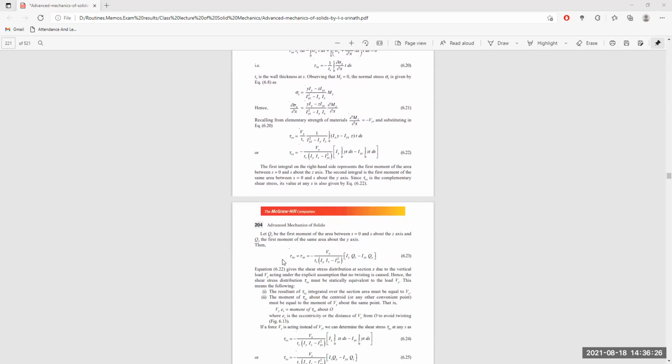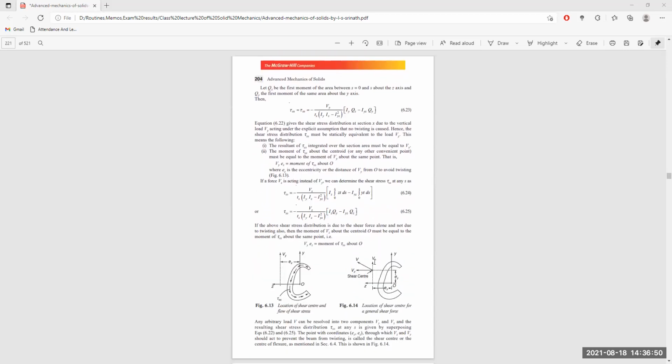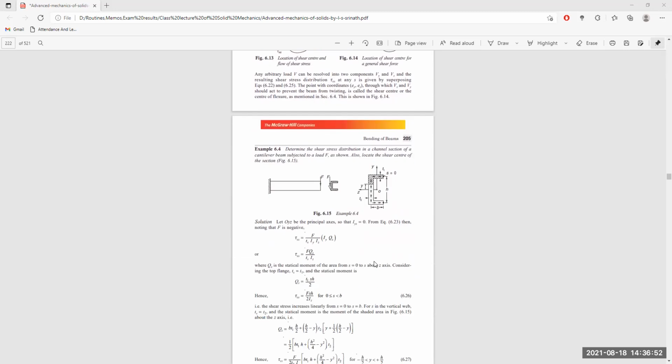Now, in the last classes, we have derived this equation: tau Sx, or tau Xs, is equal to Vy divided by Ts multiplied by Iy into Ij, and into minus Iy into Qj minus Iz into Qy. Now, if we follow this equation, let us go through this numerical problem, which is given like this.